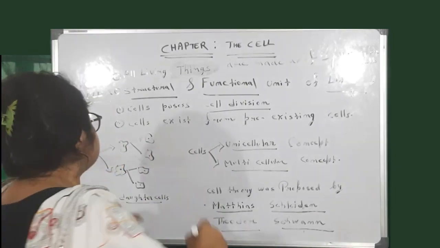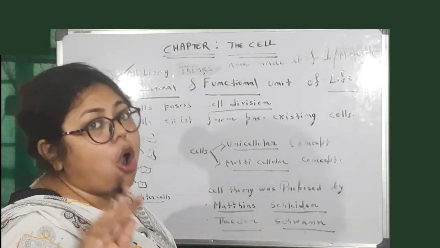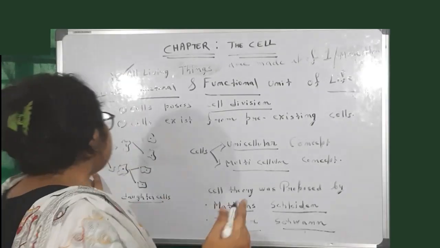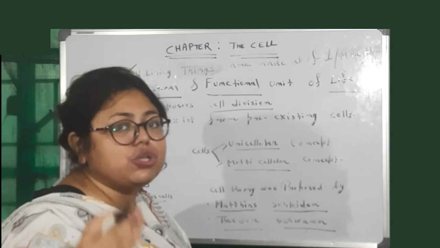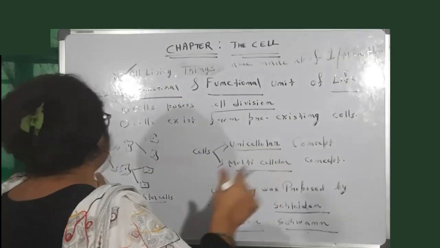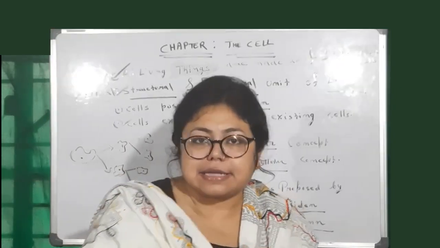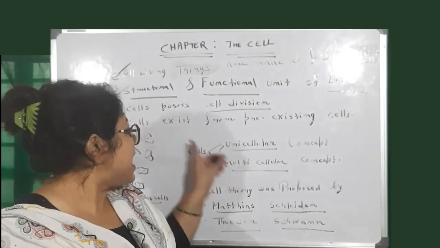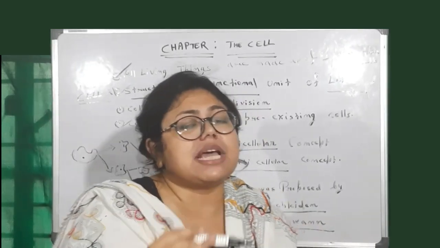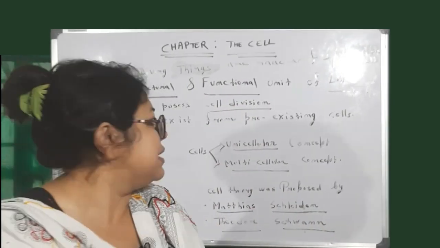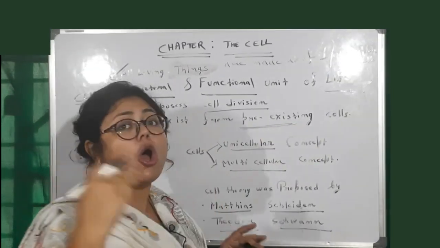First 3 points. All living things are made up of one cell or more than one cell. Second, the cell is the structural and the functional unit of life. And the third point is cells exist from pre-existing cells. This concept is often called omnis cellula e cellula. So this means that this word defines a lot.